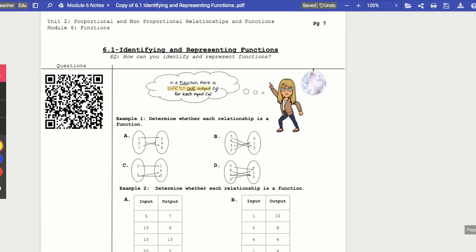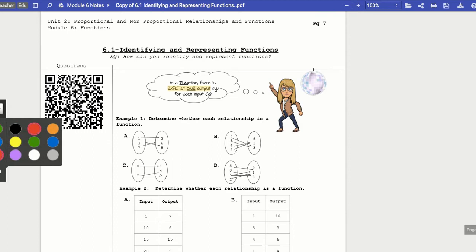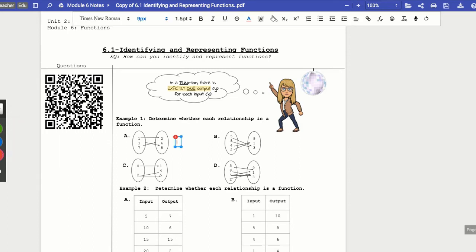There we go. So in these examples, we're just going to determine if it's a function or not. Really what I'm checking to see is if every x value has exactly one y value. In this first one, 1 goes to 2, so that's good. It's going to only one value. 3 goes to 8, that's good. 7 goes to 6. Notice how 1 doesn't go to 2 and 6. 1 only goes to 2, 3 only goes to 8, and 7 only goes to 6. Because they only go to one number, that means it is a function. So yes, it's a function.